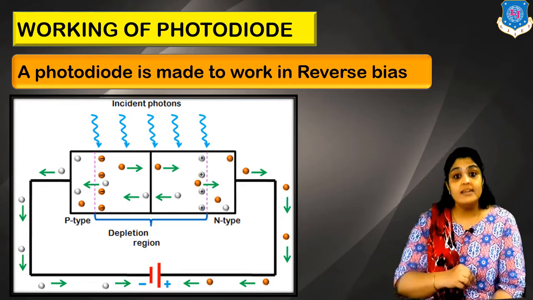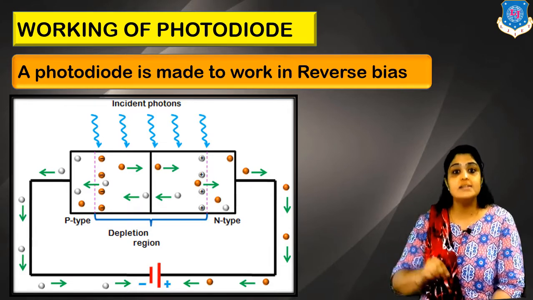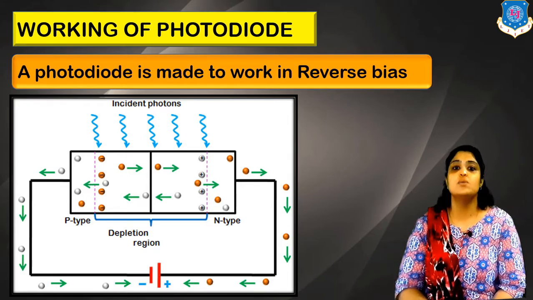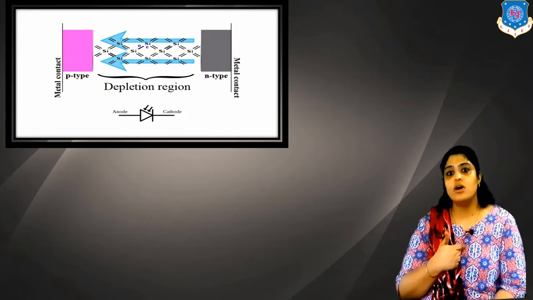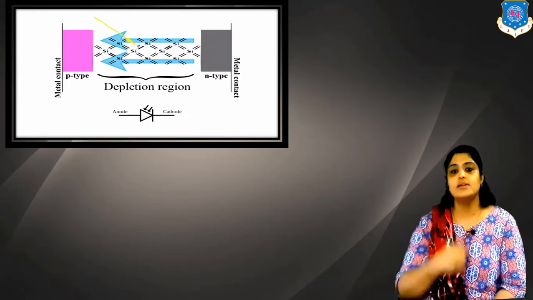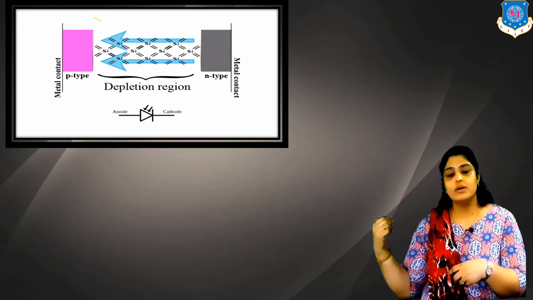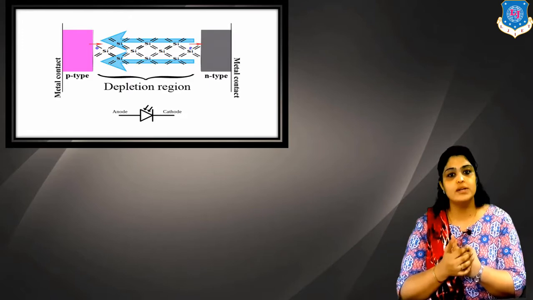So our carriers are generated by absorbing light, and that is how a photodiode works. This is what is known as the working of a photodiode. Let's understand with the help of a diagram. See, the electrons and holes are not able to move, but when the light is incident, electrons and holes move. The majority carriers move towards the junction. Just have a look. They're not able to move. Light falls on them and they try to move towards the junction.